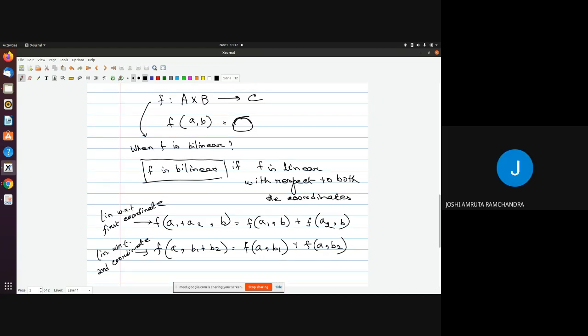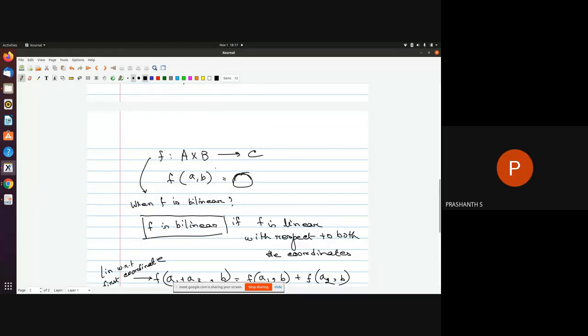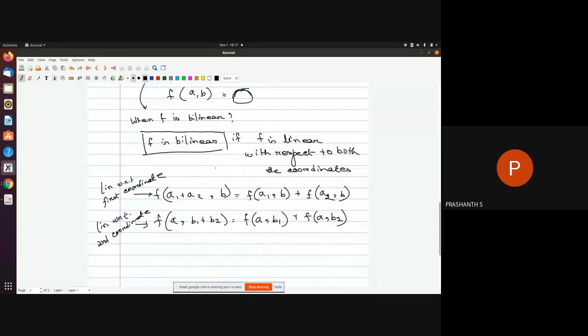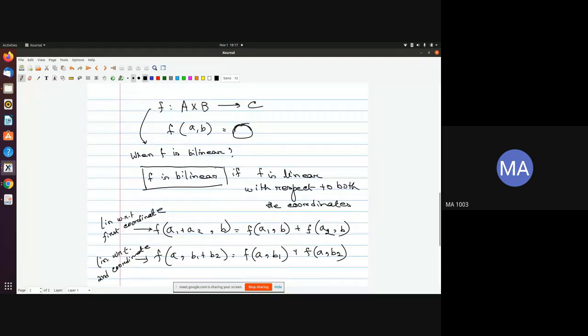Now, we will come back to the fourth axiom. For only the second and third, we are talking only about linearity, not the scalar multiple of that. Right? So this is what bilinearity means, right? Is it clear to everyone?